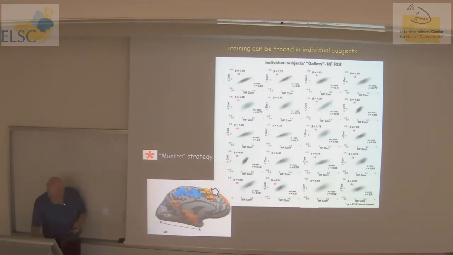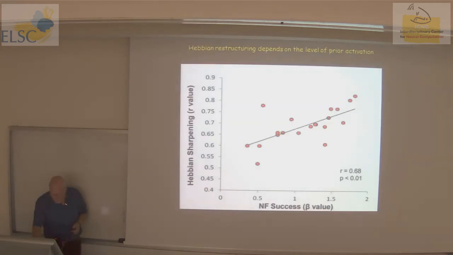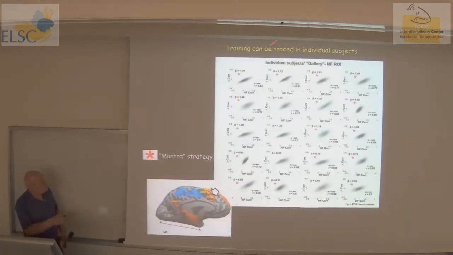Okay, so this is the result. Now, another thing that we noticed, and you see it here, is that the amount of sharpening was not equal. Some subjects did it more robustly. They showed a higher correlation. And some subjects show weaker correlation.